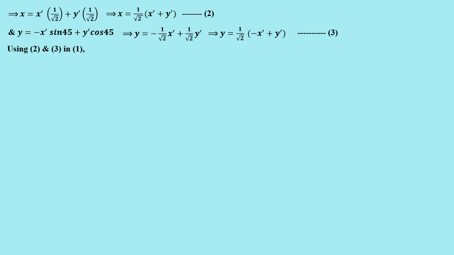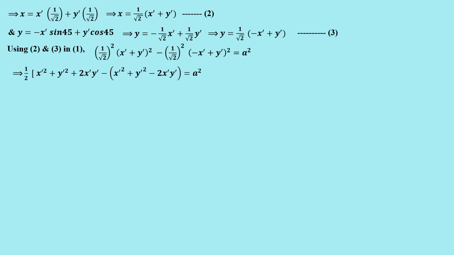Using 2 and 3 in 1, we will get (1 by root 2) square (x dash plus y dash) square minus (1 by root 2) square (minus x dash plus y dash) square equal to a square. So (1 by root 2) square means 1 by 2, common, take it outside. Using the (a plus b) whole square formula, x dash square plus y dash square plus 2x dash y dash, minus, using the (a minus b) whole square formula, x dash square plus y dash square minus 2x dash y dash, equal to a square.